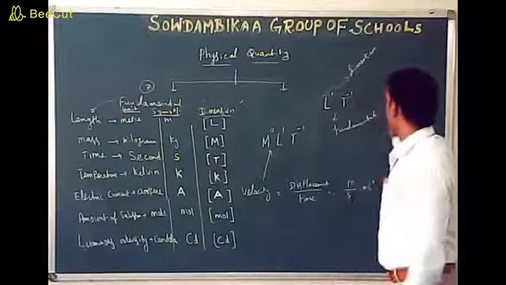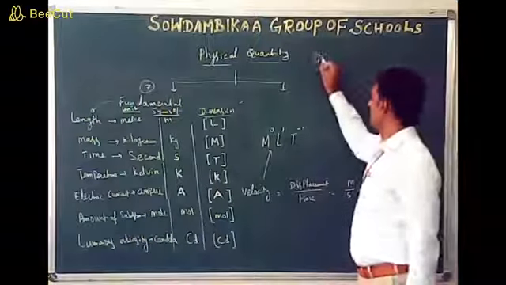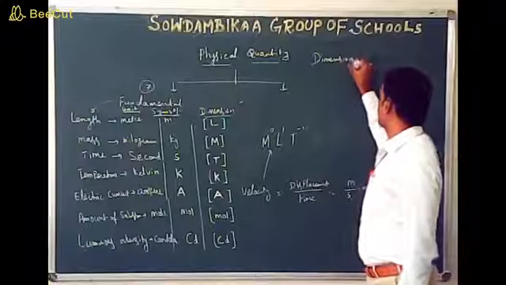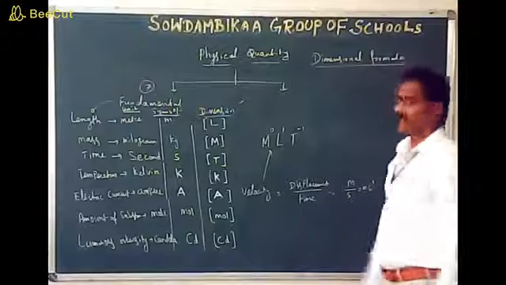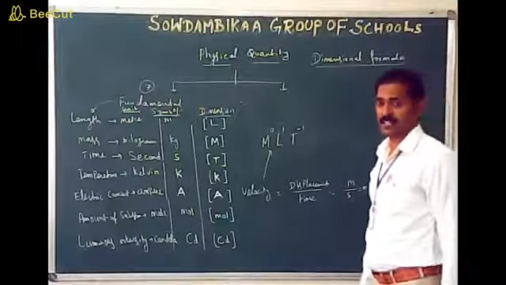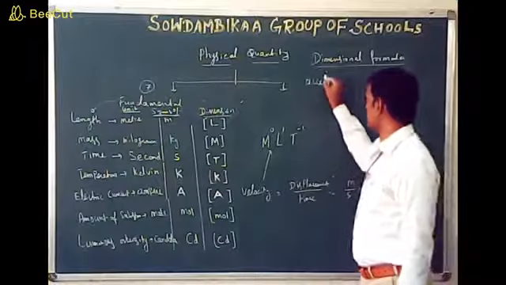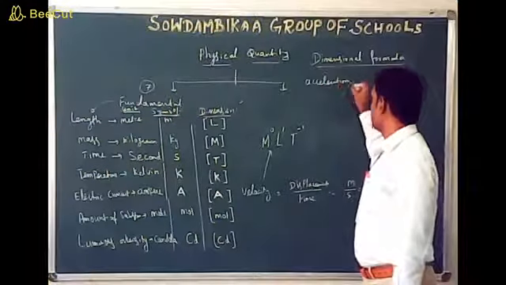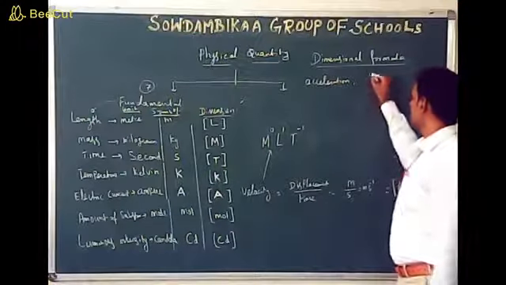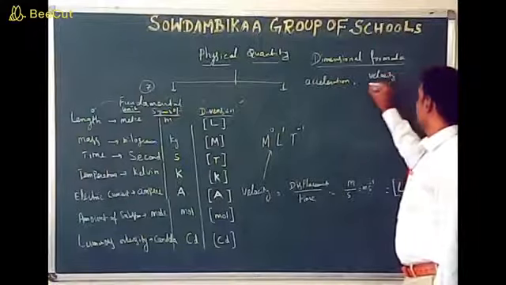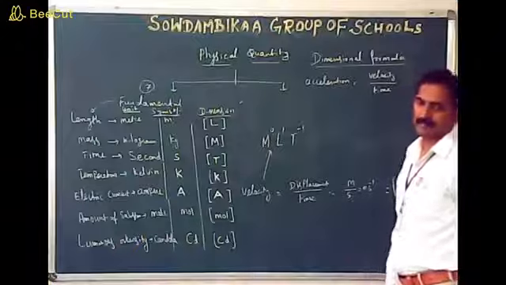Then the dimensional formula. In our book, to explain the dimensional formula, they are giving the acceleration. We already saw about the acceleration. Acceleration is equal to velocity divided by the time taken.